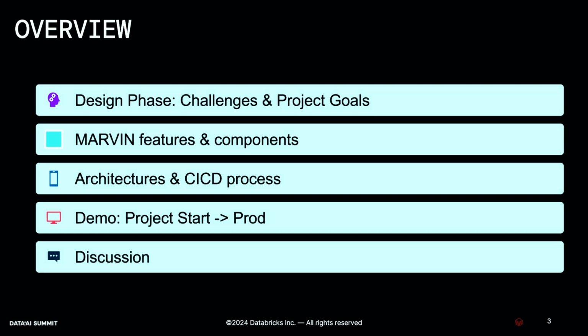Okay, so quick overview of what we're going to be talking about today. I'll go over a quick overview of the design phase, some of the challenges that we recognized before we started this project, then the project goals that were distilled out of that. Then we'll talk about MARVIN, which is our MLOps platform, and the features and components of that. Then we'll briefly touch on the architecture and CICD processes, and then we'll jump into a demo.